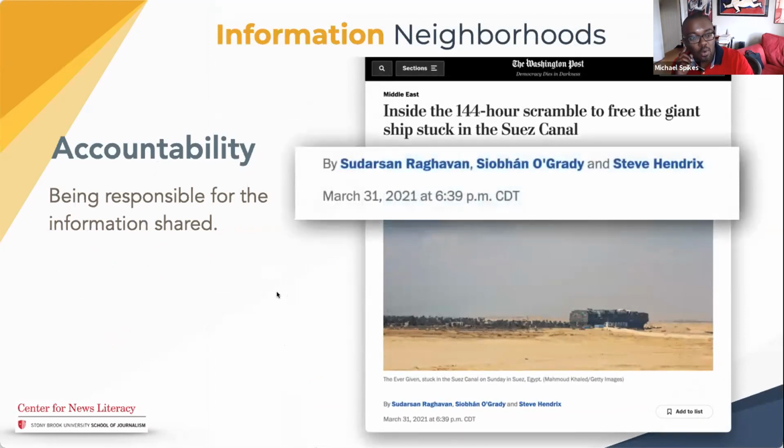Do we know who wrote this story? Also, could we reach out to the reporters who worked on this story? We could roll over each of these names and see how we could contact them. Maybe there's an email address, maybe there's a Twitter account that we can reach out to. There can also be a dateline that tells us when the story was published or when it was edited.